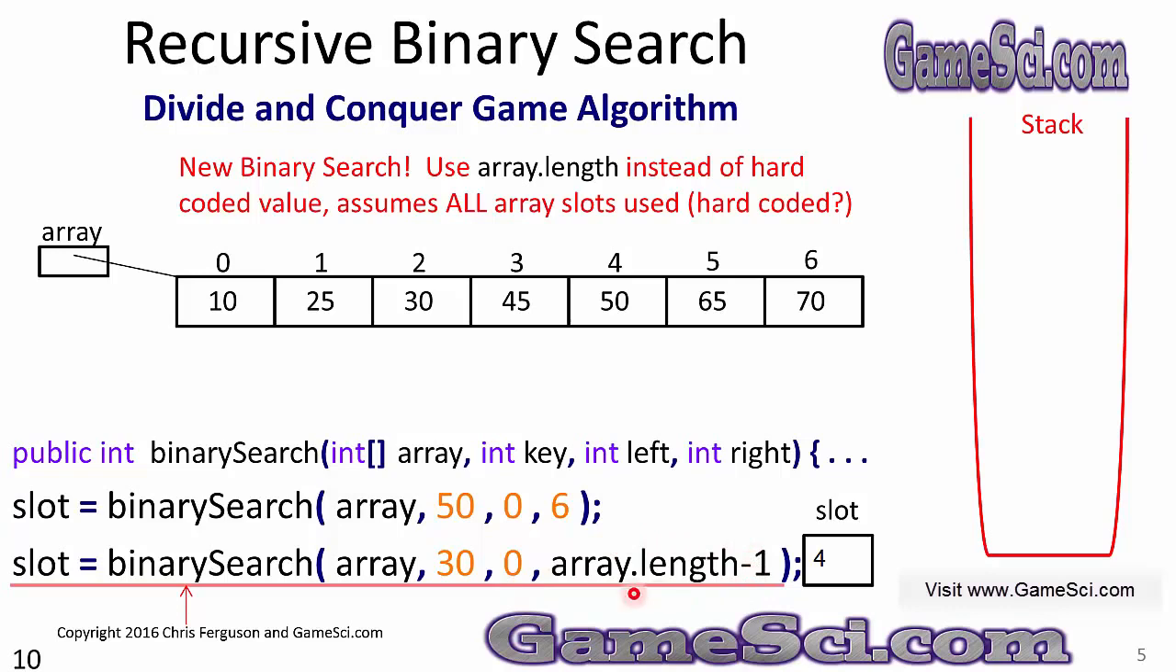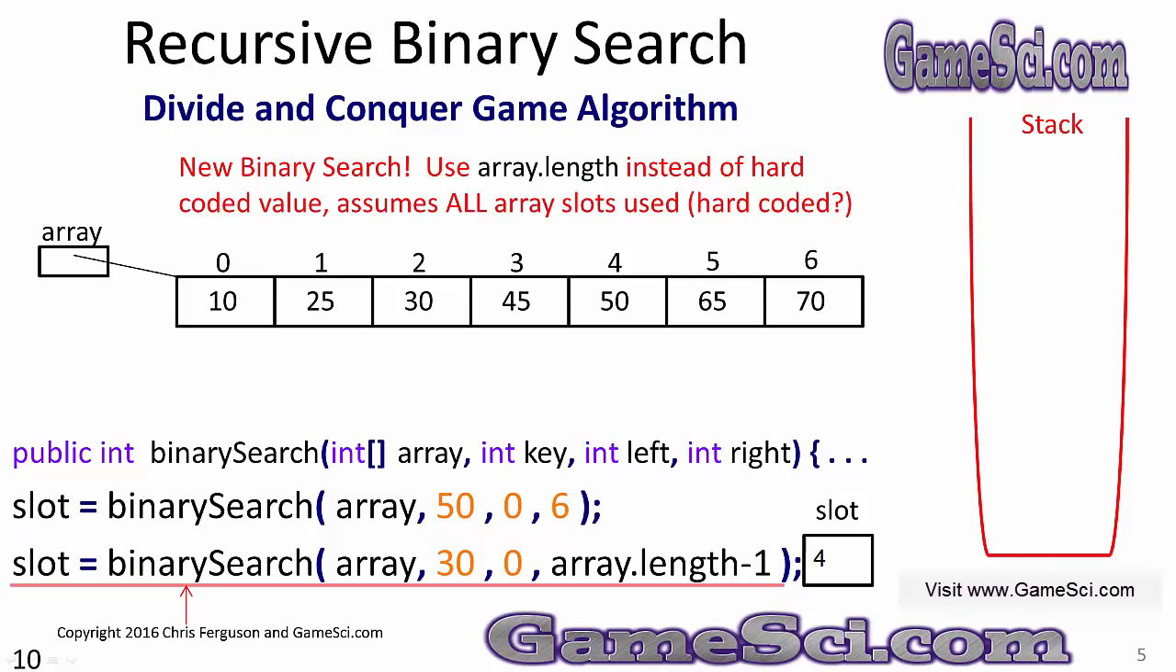This time, instead of a hard-coded 6, I've got array.length minus 1. Remember, the length property tells you there are 7 items in this array. If there are 7 items in this array, length minus 1, or 6, should be the last item in the array. This code is assuming you're going all the way through the entire array to the end.